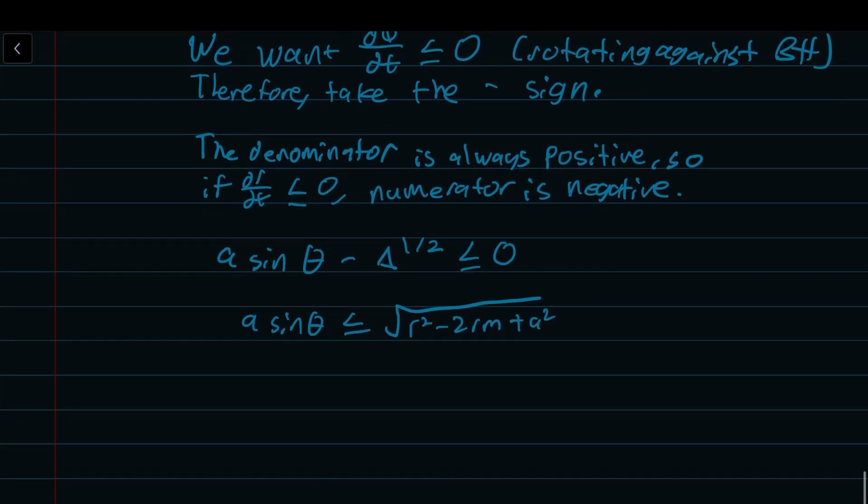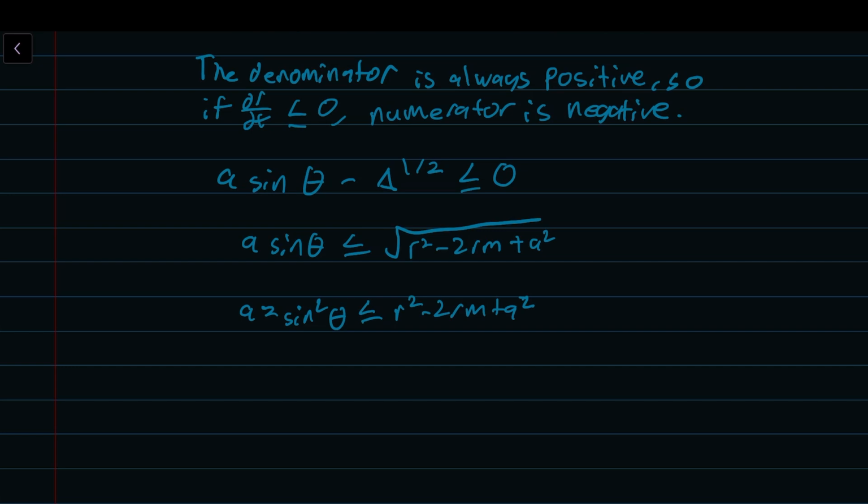So we get a squared sine squared theta is less than or equal to r squared minus 2rm plus a squared. And this is where the magic will happen. So what's going to happen now is we can use the quadratic formula to solve for the values of r.